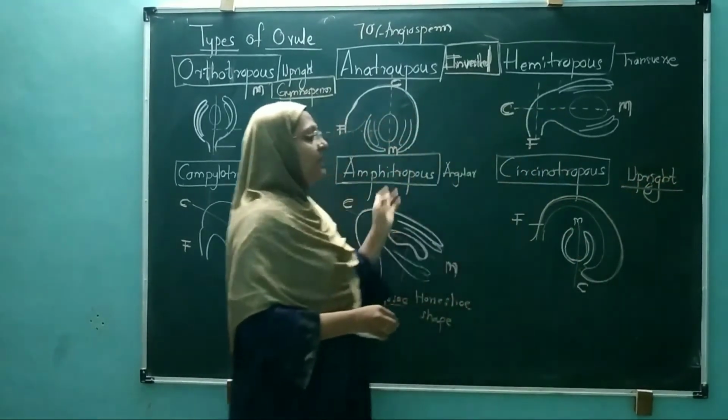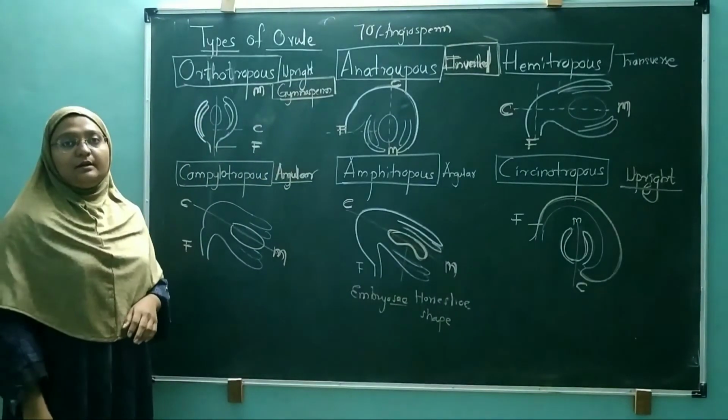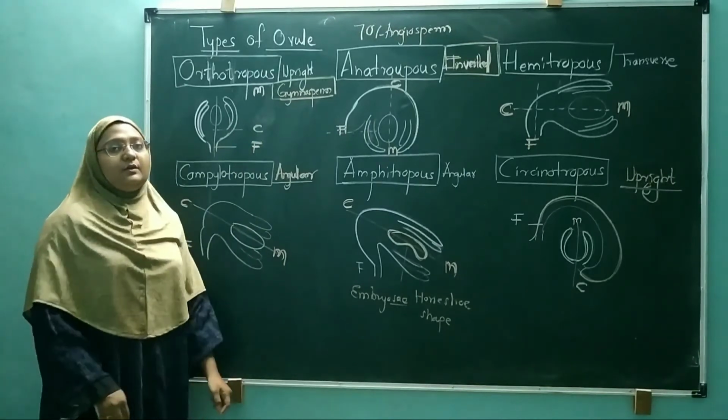So these are the types of ovules, depending upon the position of the micropyle, chalaza and the funiculus.